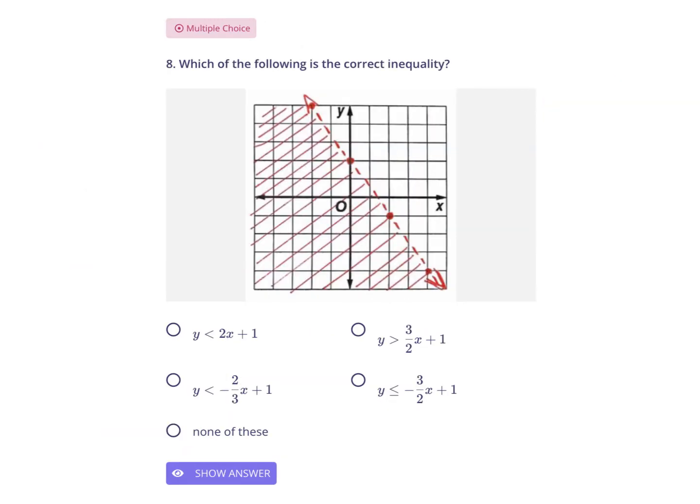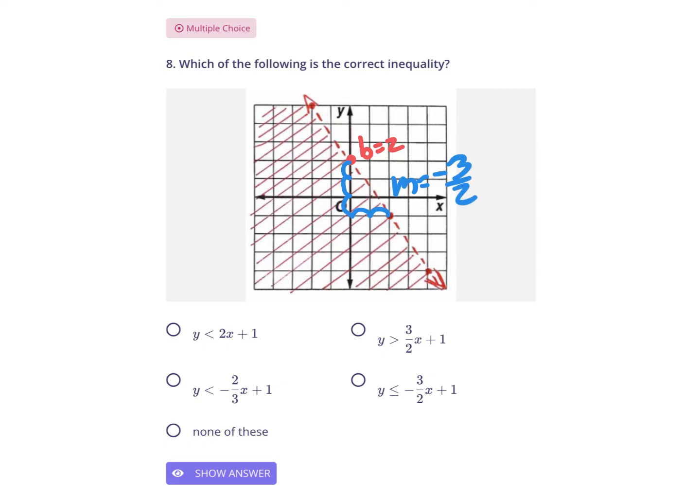Which of the following is the correct inequality? So on inequalities, let's first begin by identifying what kind of line we have. Here's a y-intercept. That is the b value of 2. And the slope, you're actually going down 1, 2, 3, and then going over 1, 2. So the slope is down 3 over 2.